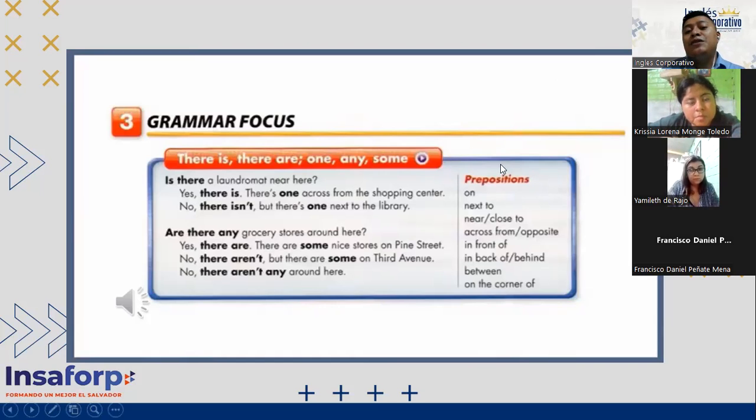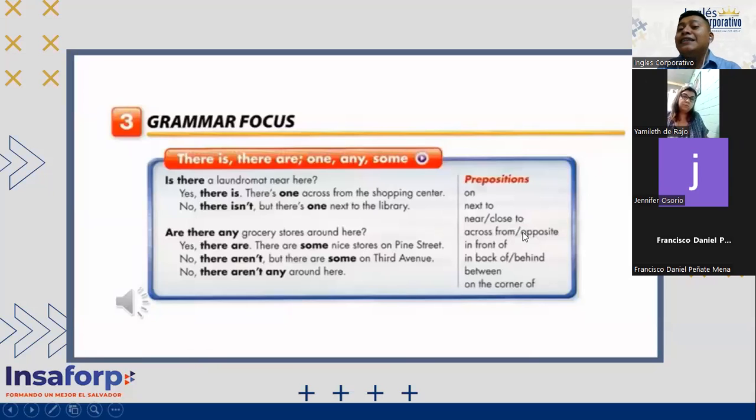So let's remember these prepositions: on, next to, near, close to, across from, opposite, in front of, in back of, behind, between, and on the corner of. Do you remember on? When are we going to use on? It means in, right? Let's see, if I say the movie theater is on Main Street, it's on Main Street, está en esa calle.